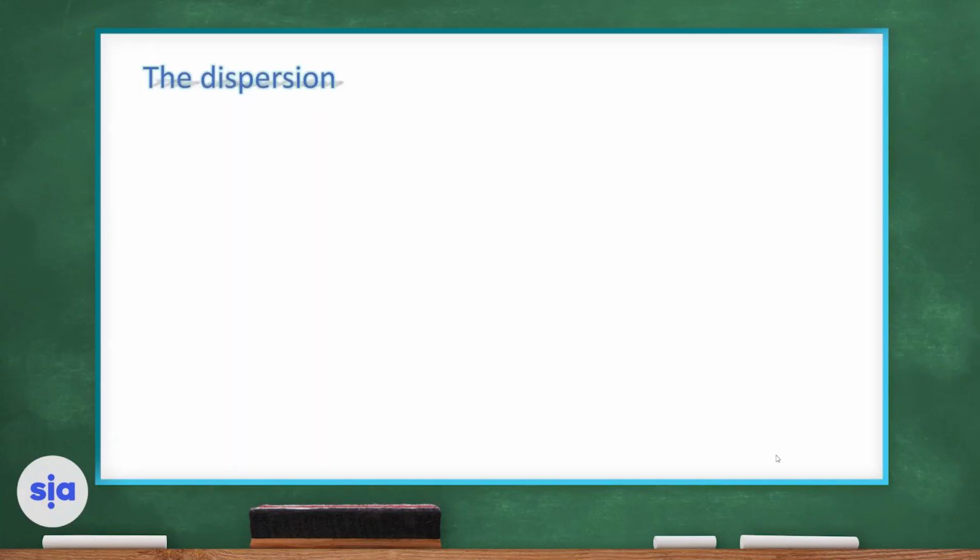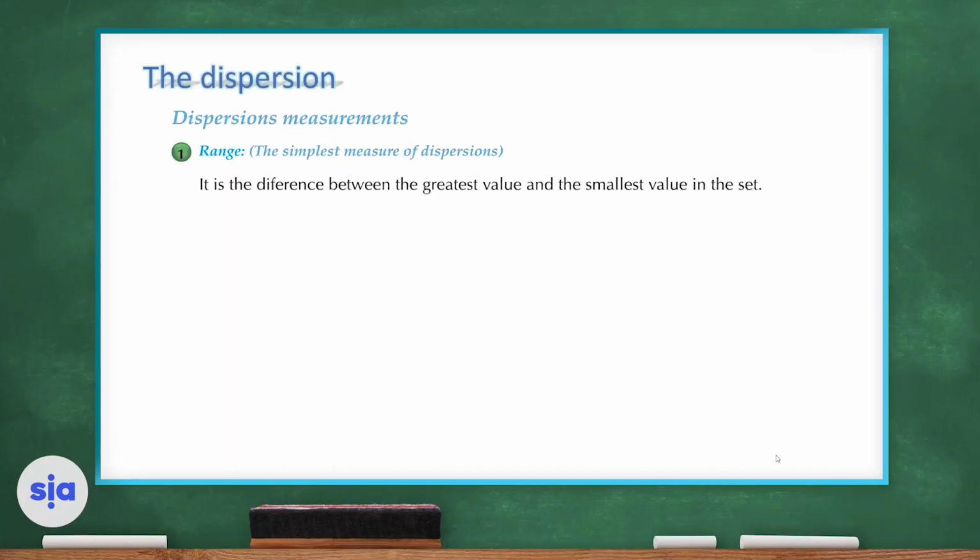Let's now see the dispersion measurement. The first one we have is called the range. The range is also called the simplest measure of dispersions. The range is the difference between the greatest value and the smallest value in a set.